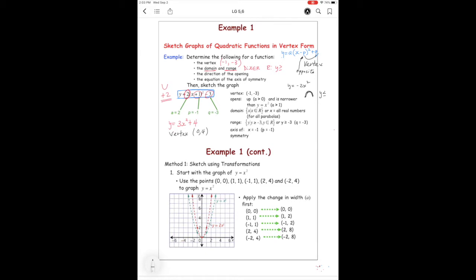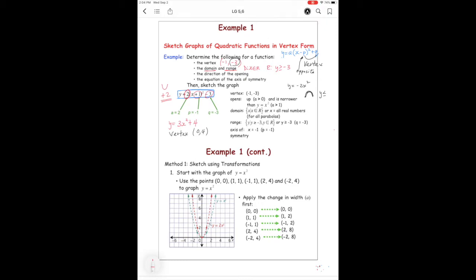Okay, so we have to look for the q now. The q is always going to be the second number, in this case negative 3. So we're going to put negative 3 into there. And that is the domain and the range.